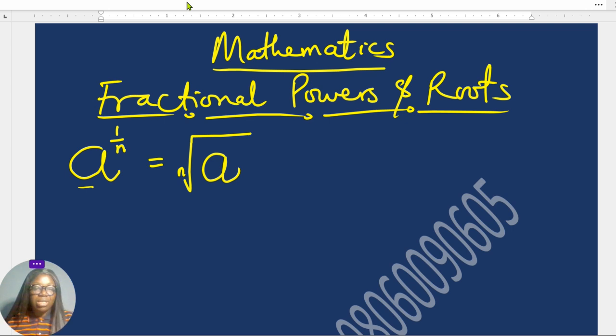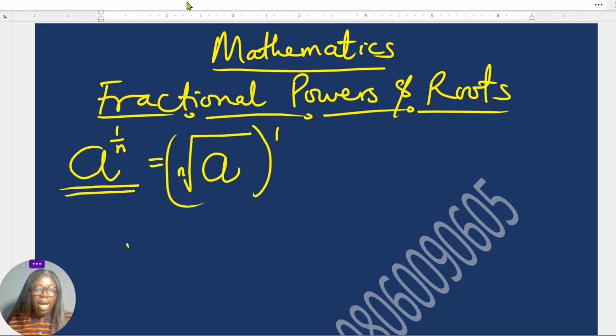So since the numerator of the fraction is 1, that would be like saying raised to power 1, but anything raised to power 1 is itself, okay. 2 raised to power 1 is 2. 4 raised to power 1 is 4. So anytime you have a term like this or a number like this, it is expressed as this.